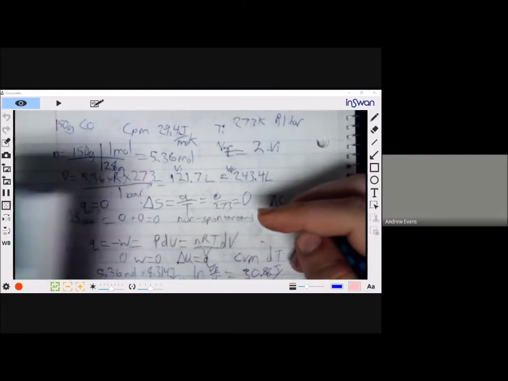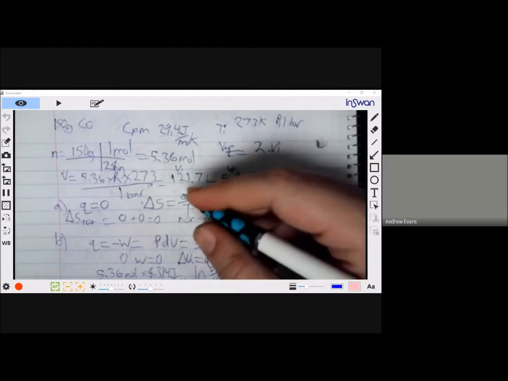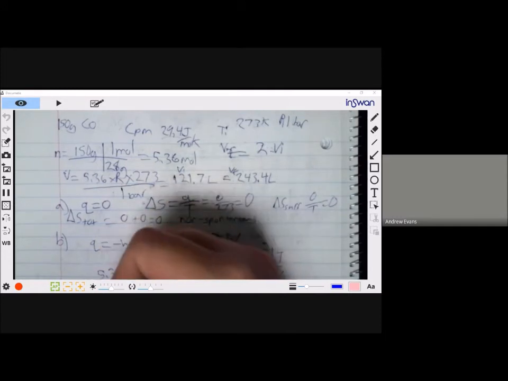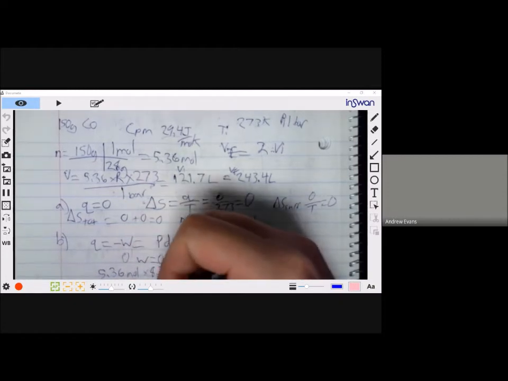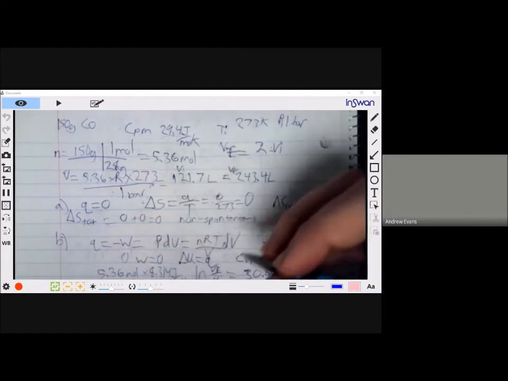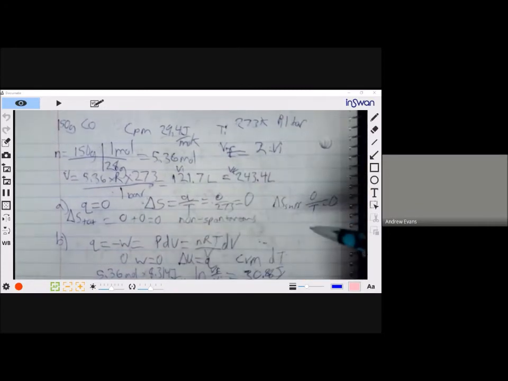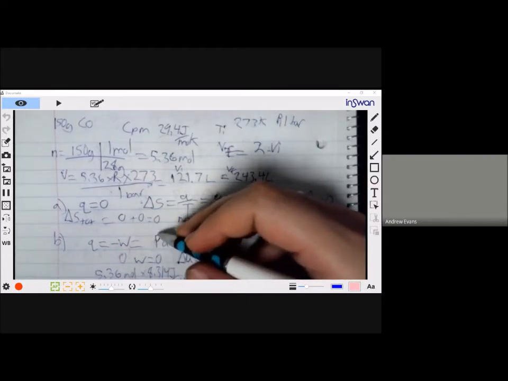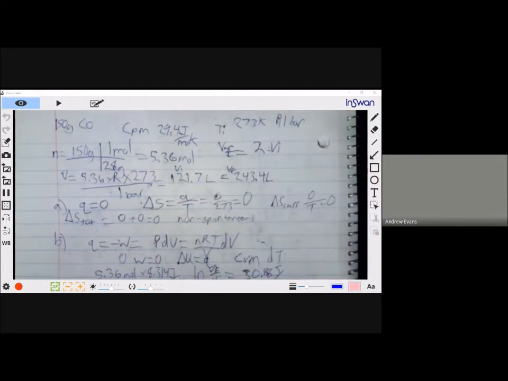Now, what's the entropy of the surroundings, the heat flow of the surroundings over 273? Well, it has to do with the P external of the surroundings times dV. P external is 0. So the P external relates to the surroundings, and the P here is the P internal, which is right now 1 bar.